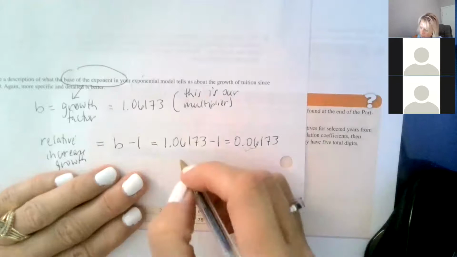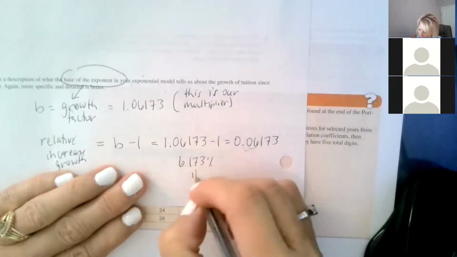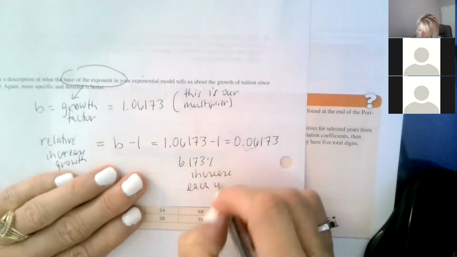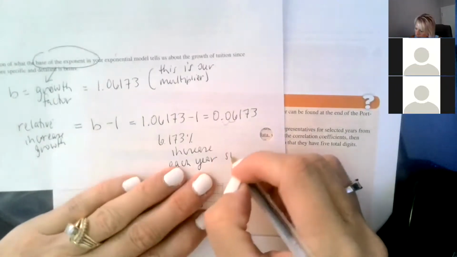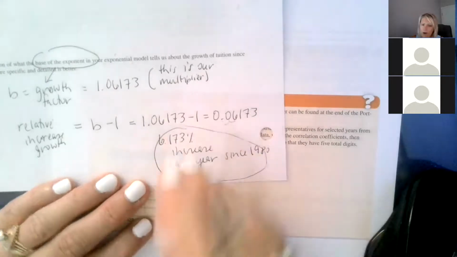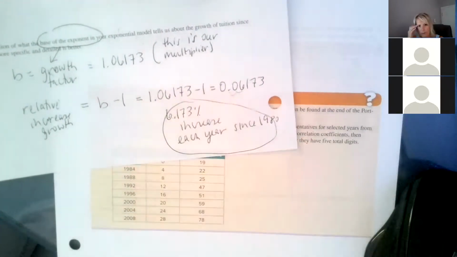Or move our decimal 2 places to the right. So 6.173% increase each year. And I'm saying each year because our X is years since 1980. And you can even write each year since 1980. This is also a rate of change. Just like our slope is a linear rate of change, this is our exponential rate of change, right? 6.173%.